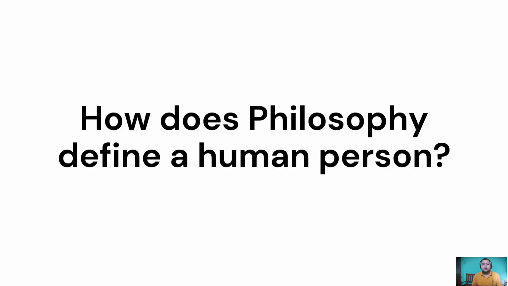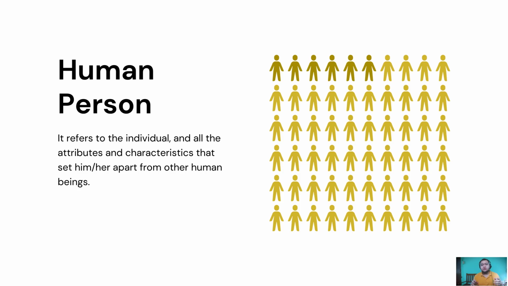So how does philosophy define the human person? The question on the nature of humanity is just one of the many issues tackled by philosophy. Philosophers also ponder upon the concept of the human person and what makes him or her a distinct entity. The human person refers to the individual and all the attributes and characteristics that set him or her apart from other human beings.